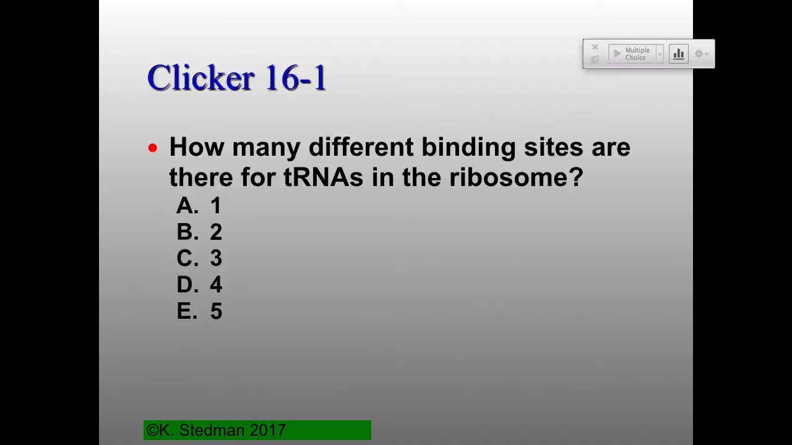How many different binding sites are there for tRNAs in the ribosome? 1, 2, 3, 4, 5.